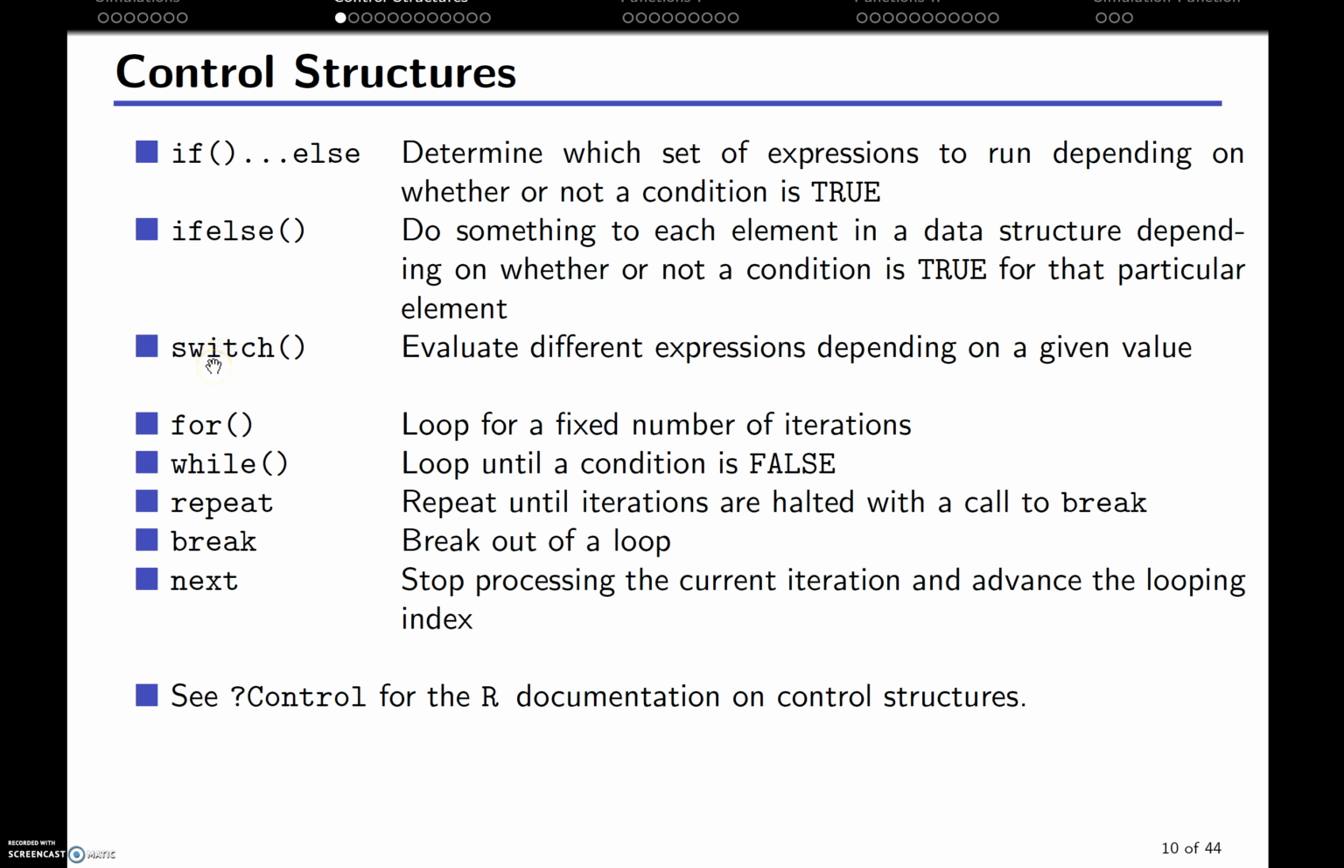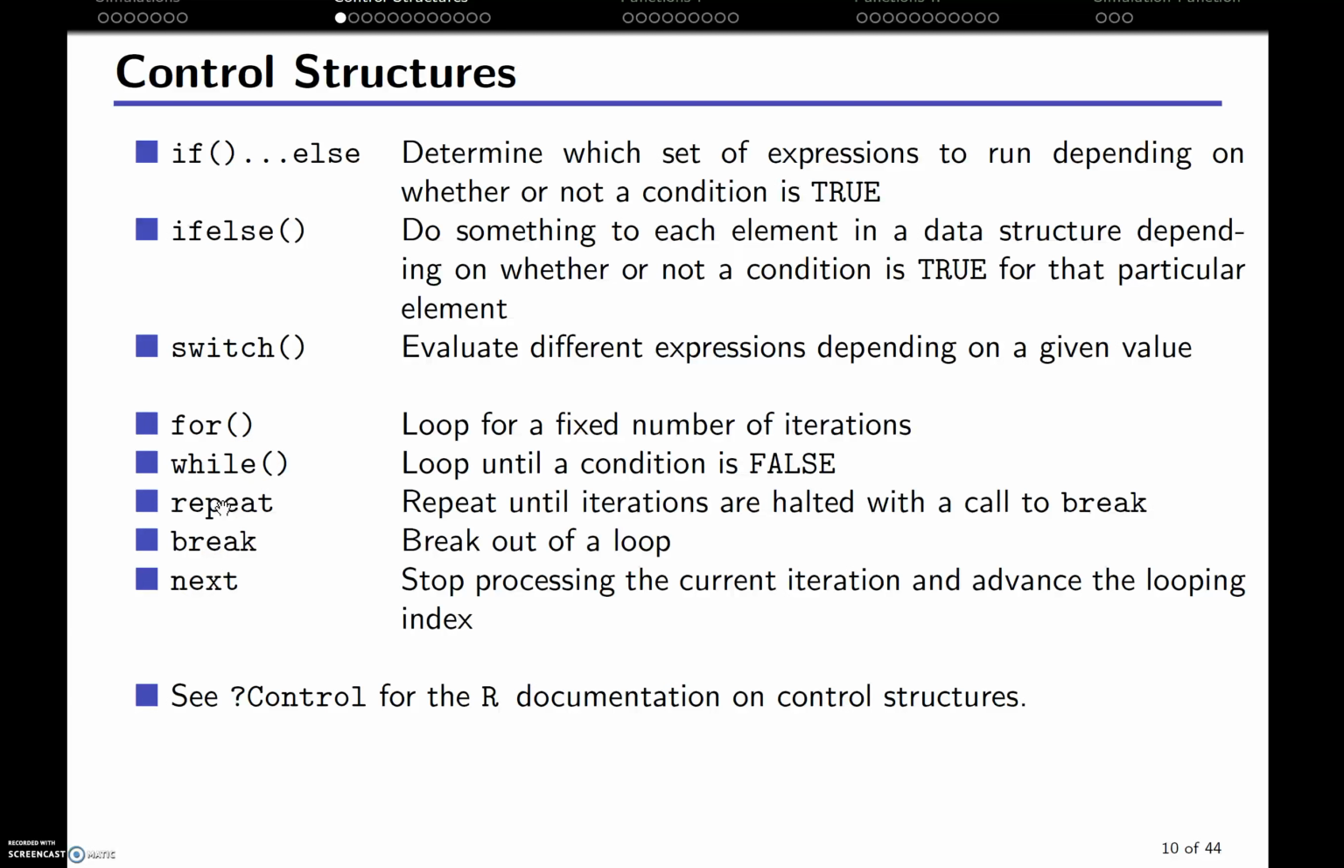Switch will evaluate different expressions given a particular value observed in the data. So this is really useful when you're creating categories based upon certain types of outcomes. A for loop is going to iterate through a sequence over an index. So you might have i equal 1 up to 1,000. Your for loop would iterate through a fixed number of those iterations. A while loop is going to continue the programming statements within that loop until a certain condition is deemed false.